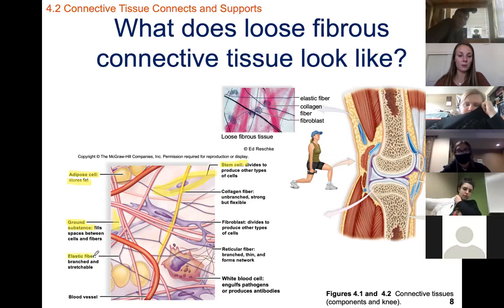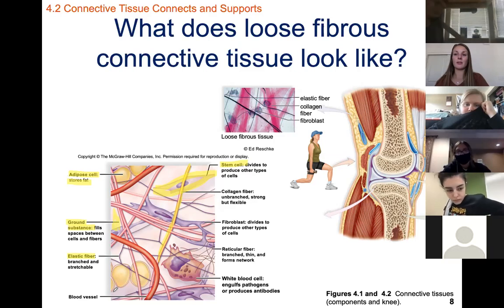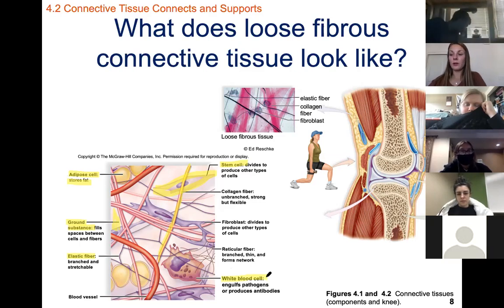Elastic fiber is branched and stretchable, which makes sense. When you think of an elastic, like a rubber band or a hair tie, these are branched but flexible. They provide support.